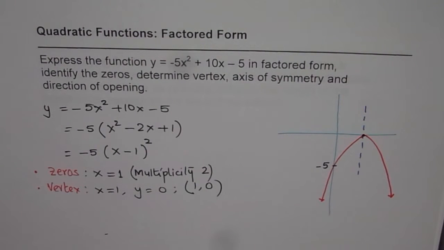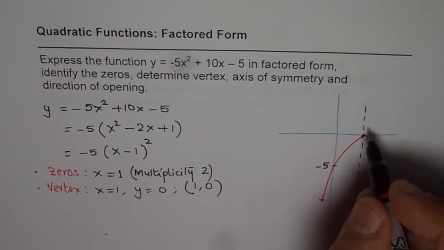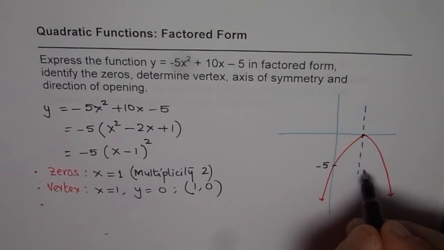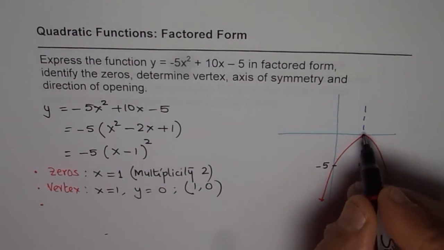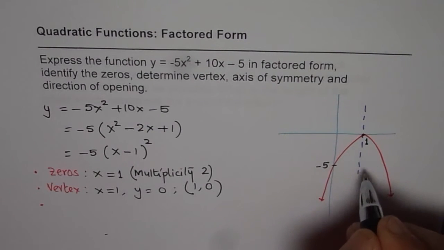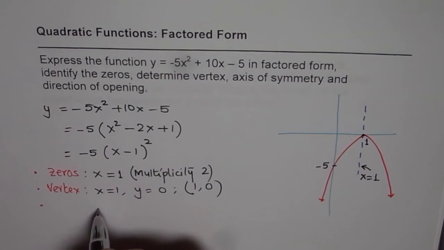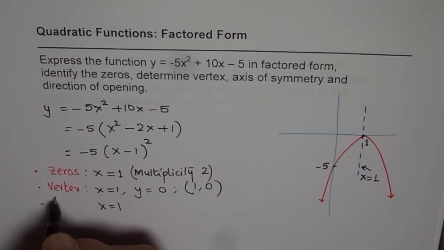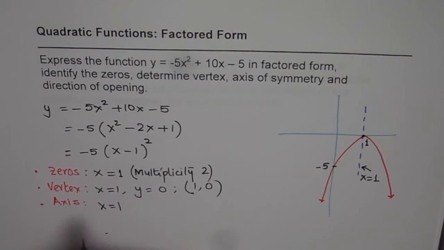Axis of symmetry. The axis of symmetry is along the line which is shown here, at this point, along this line, where the x value is 1, right? So this is the axis of symmetry, which is x equals 1. So we can write x equals 1 is the axis of symmetry, right? And the direction of opening is downwards.